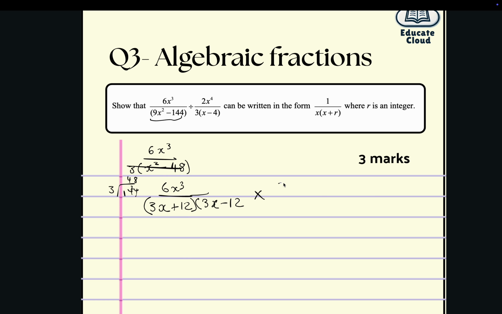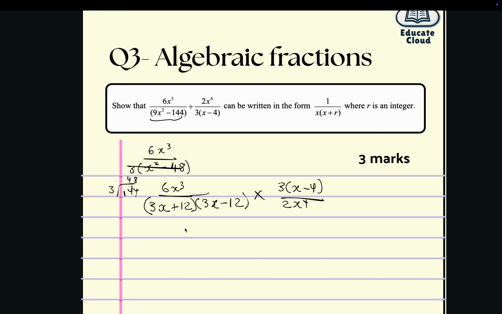Times by 3x minus 4. And I'm going to times it and change this. So find the reciprocal of that. 2x to the power of 4. Okay. But look, it's x minus 4 here.